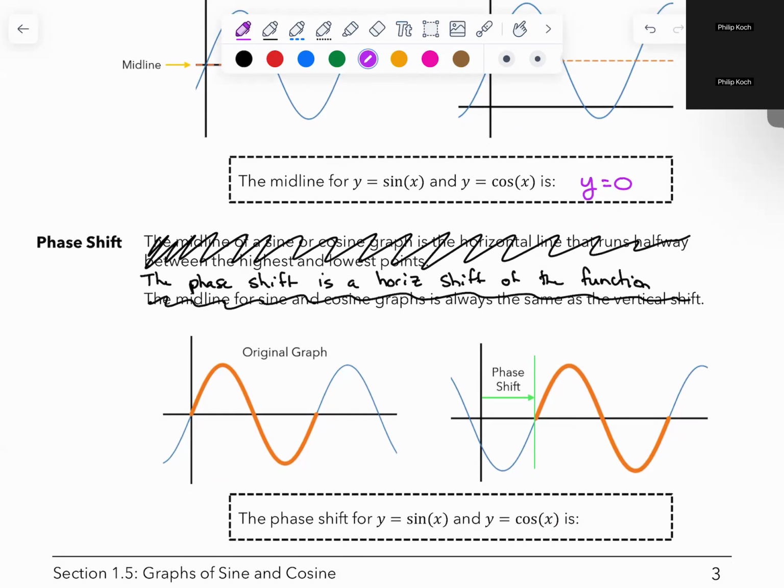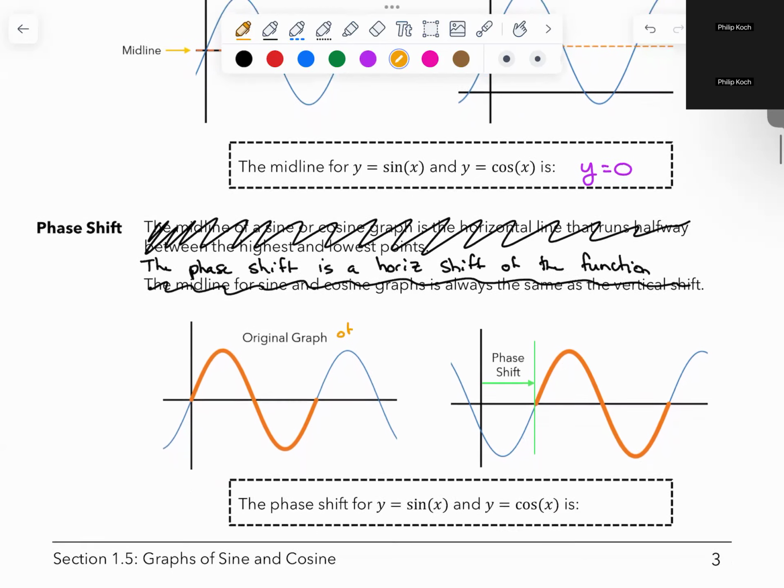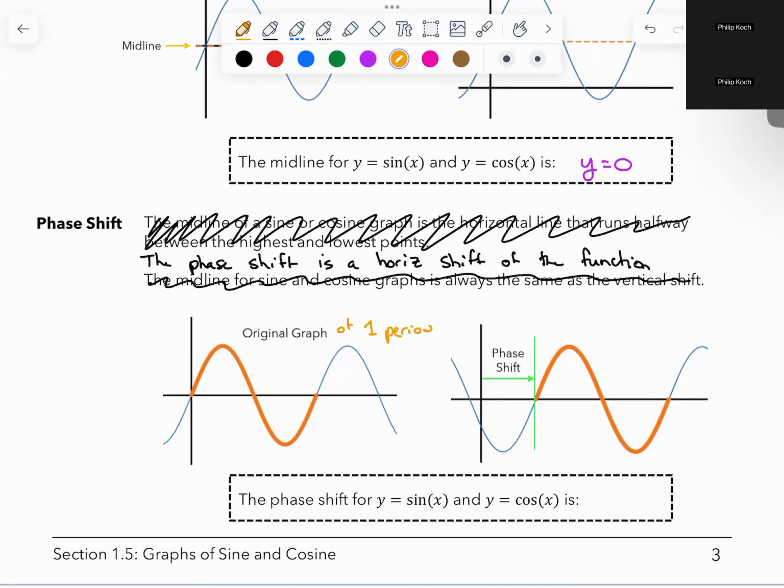So, the original graph would look like this orange line. So remember, it's periodic. It repeats itself over and over and over again. But the phase shift this time shifted it to the right some known units. And so this is the original, the orange is the original graph of one period. It's down there. And this is the new graph of one period.